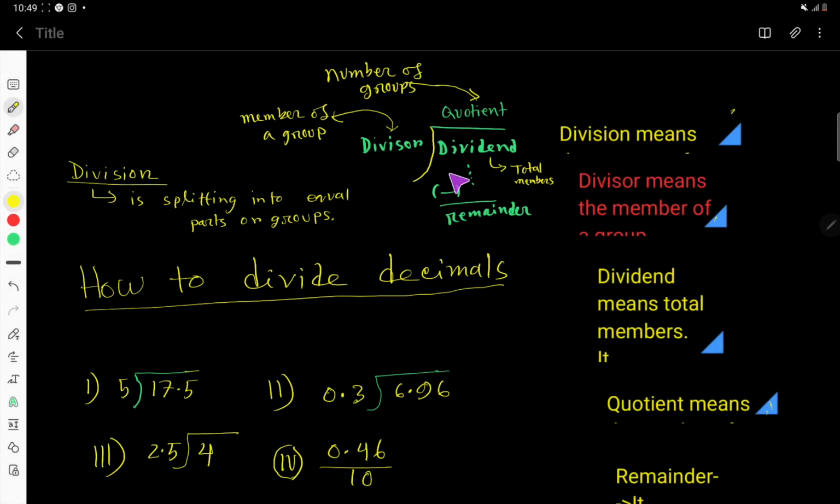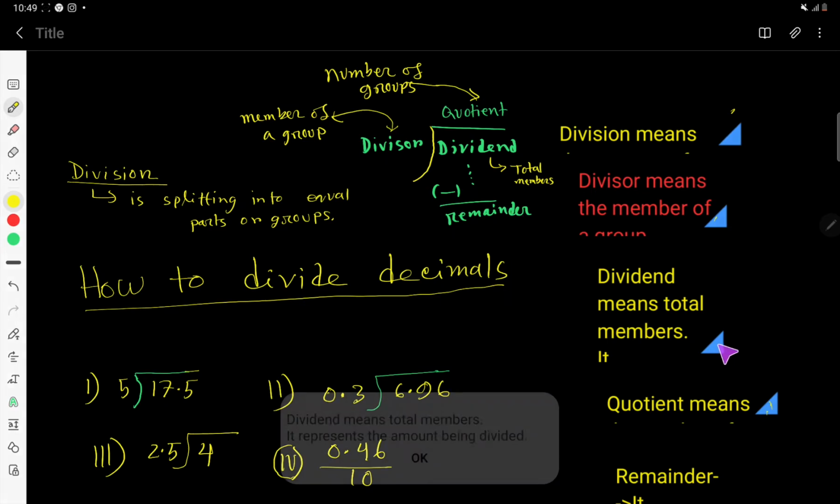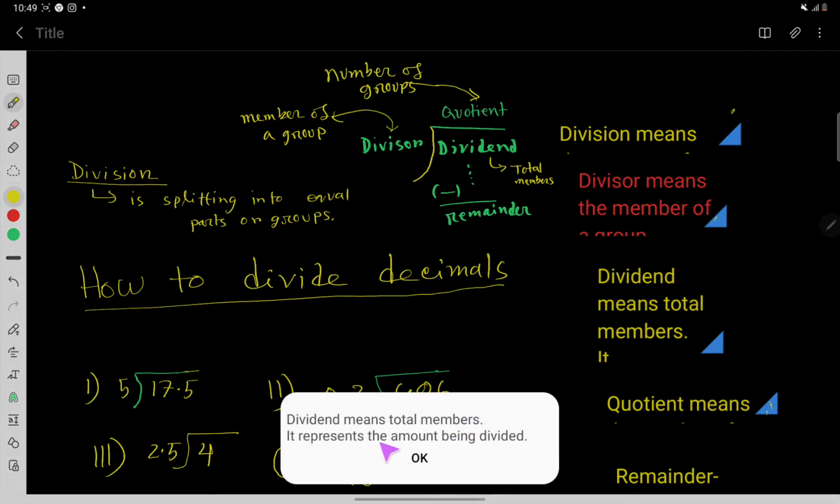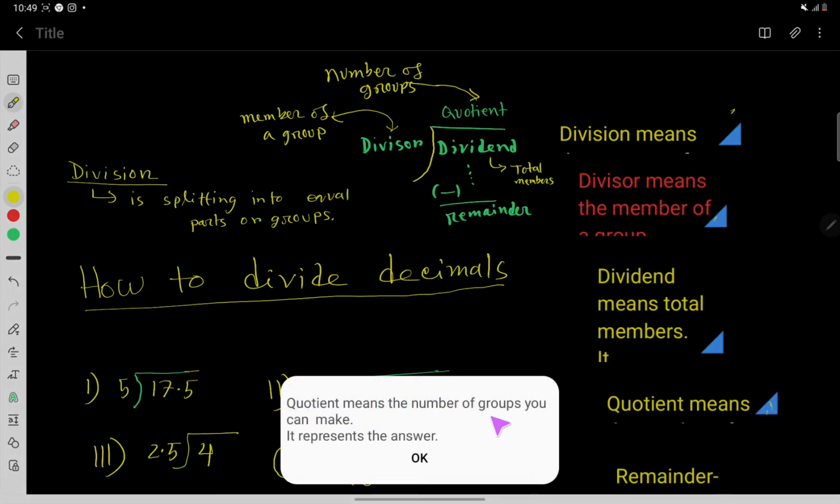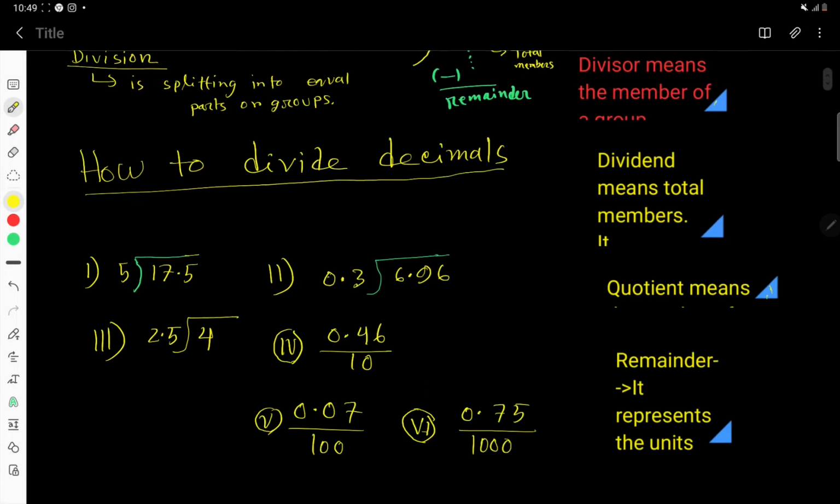Okay, here is the ideal presentation of division. We write the dividend, which means the total number, then the divisor, the number in a group, and we write the quotient here, the number of groups. That is, quotient means the number of groups you can make, right? Sometimes we get a remainder. Look, dividend means the total number, that is, it represents the amount being divided. Then quotient means the number of groups you can make, it represents the answer.